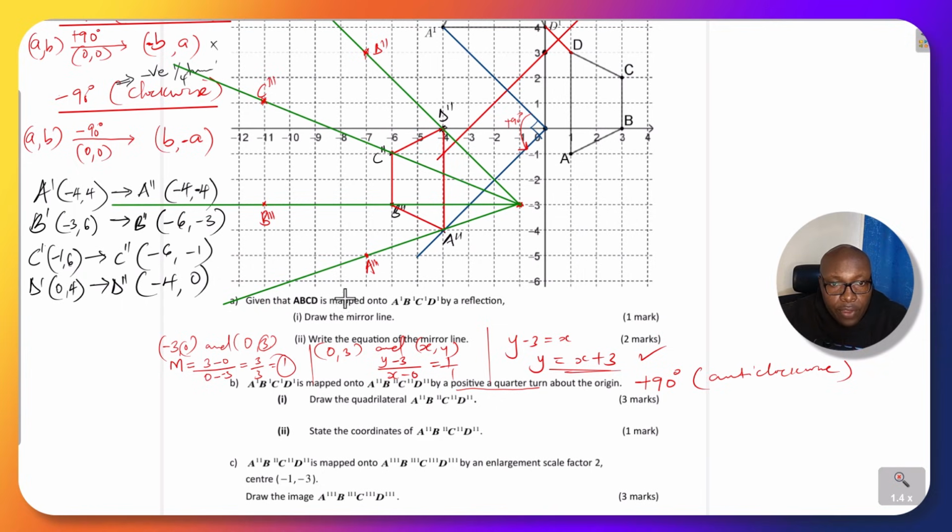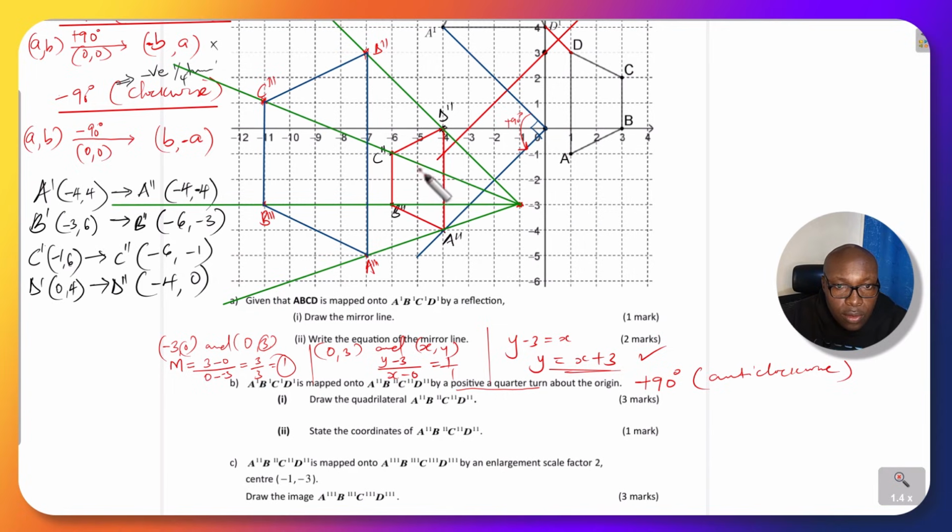So now we have all the points, so we can join them. We can join them using straight lines. So from A to B, then from B to C, then from C to D, and then from D to A. So that is the image.